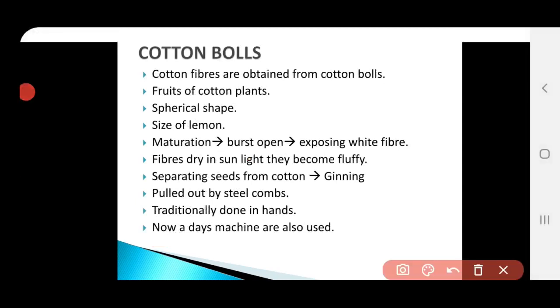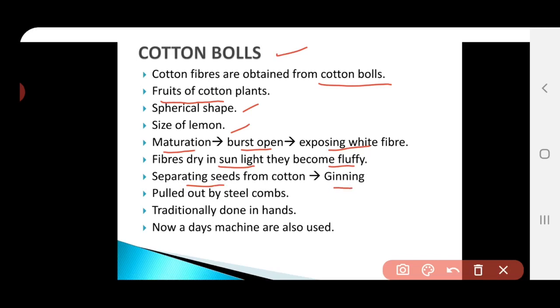And where do we get this cotton? It is from the cotton bolls. What are cotton bolls? Cotton bolls are the fruit of the cotton plant. Cotton fibers are obtained from the cotton bolls. It is actually spherical in shape and about the size of a lemon. During the maturation stage, it bursts open, exposing the white fiber. These fibers are dried in the sunlight and they become fluffy. After that drying, we have to separate the seeds from the cotton.